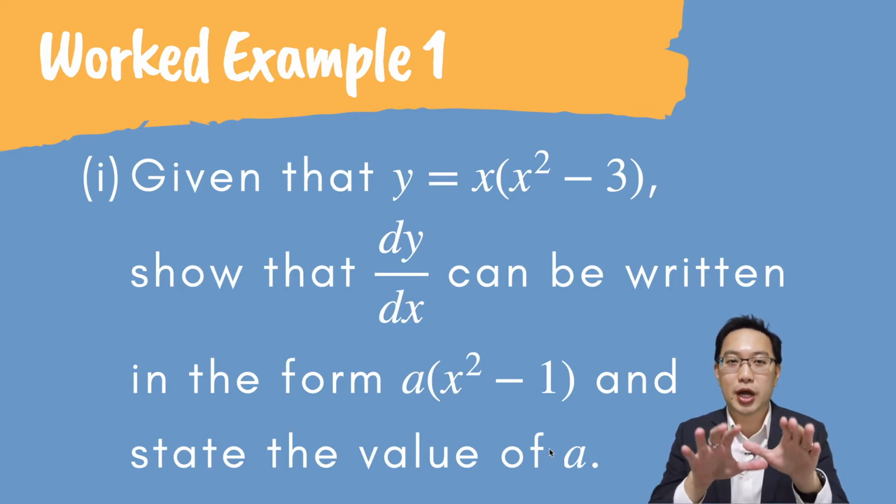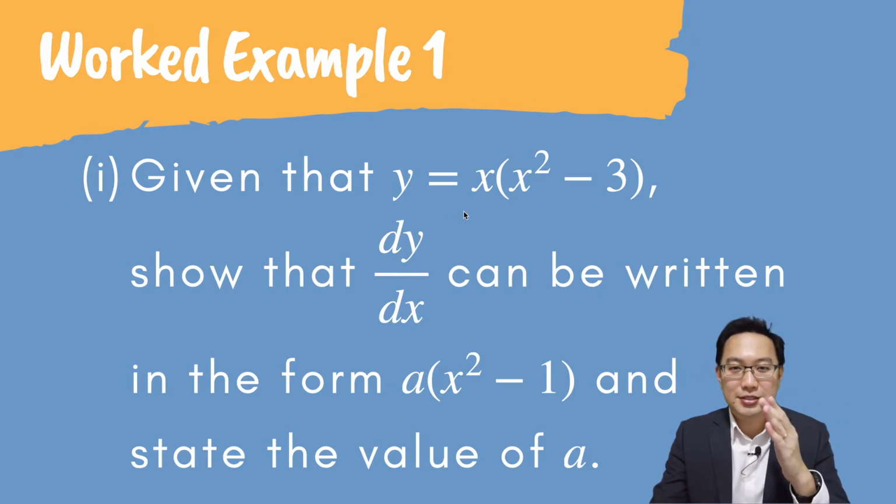Okay, let me slow down. So they gave us the equation y equals x bracket x squared minus 3. This is the function that they gave us. And they want us to find the dy dx. That means we need to differentiate. So after we differentiate, we can find what is the dy dx.